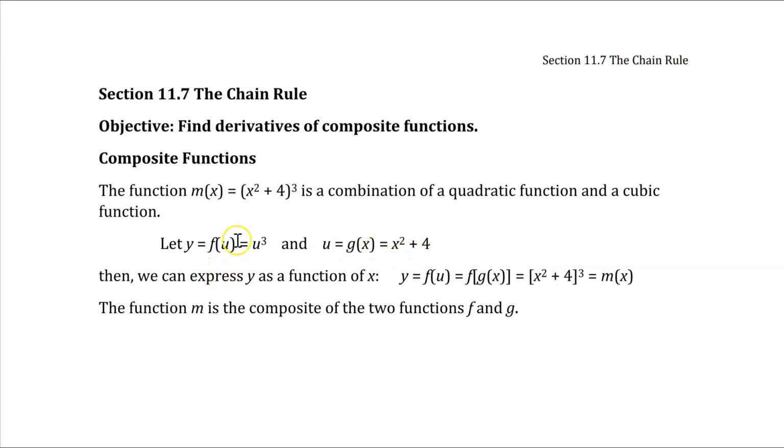We can express the function here as a composition of the functions f and g. So this m of x is just f circle g, where our inner function g of x is this quadratic function x squared plus 4, and the outer function f is u cubed. Now in this lesson, we will learn to differentiate such functions.